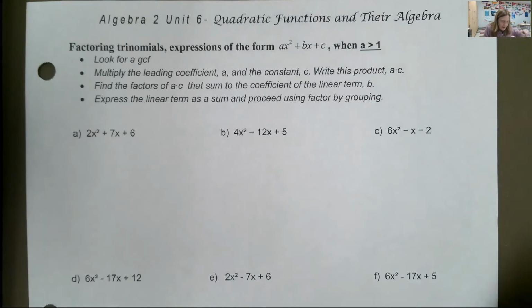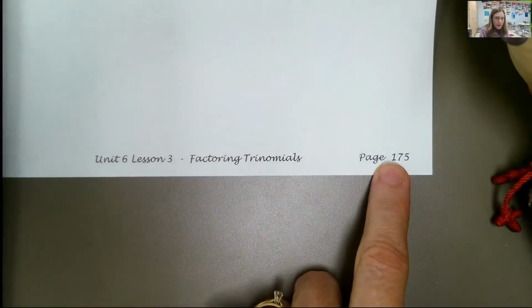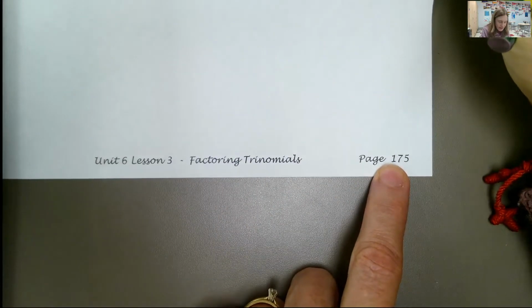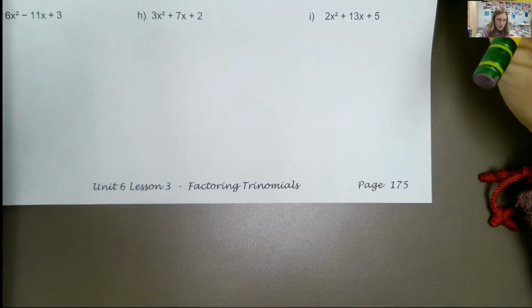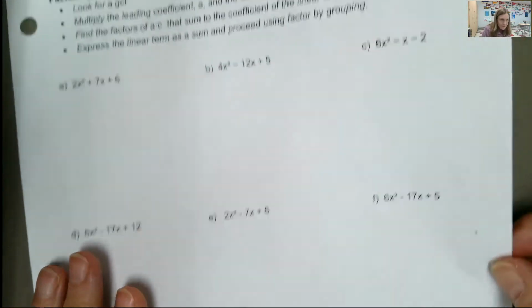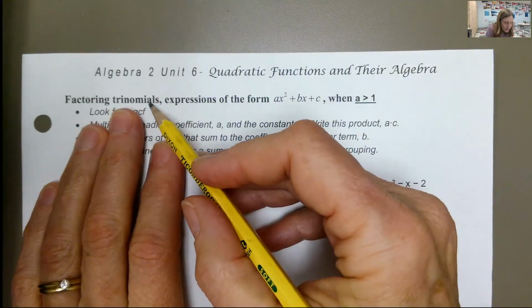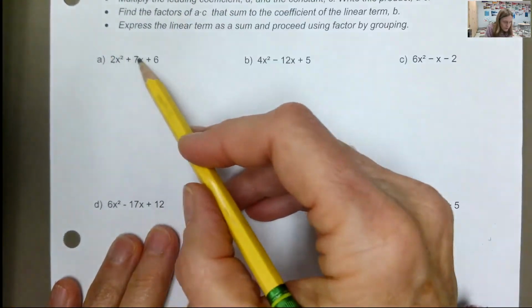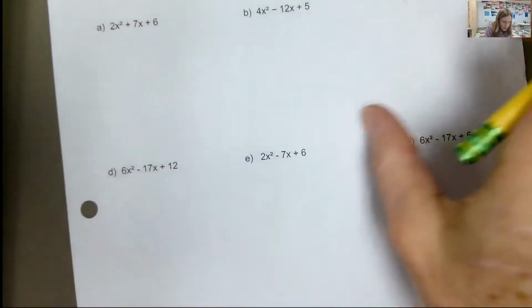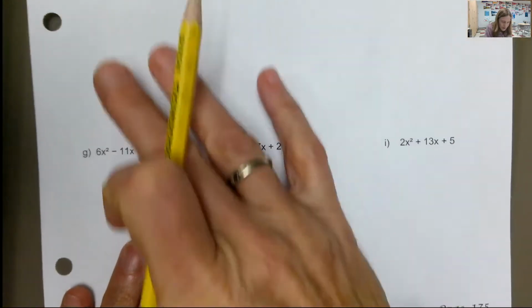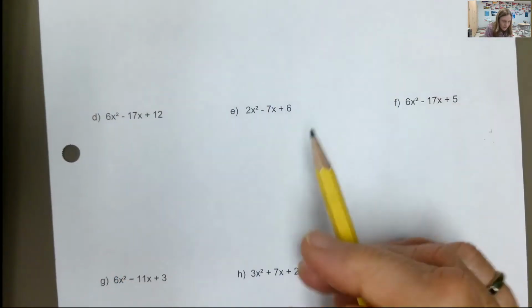Hello everybody. Today we're going to do the second half of Unit 6, Lesson 3, and I'm on page 175 of your notes, and this is just going to be a one-page lesson. We are going to be factoring trinomials, which means three terms. So if you look at all 9 of these problems on page 175, you'll see they all have three terms.